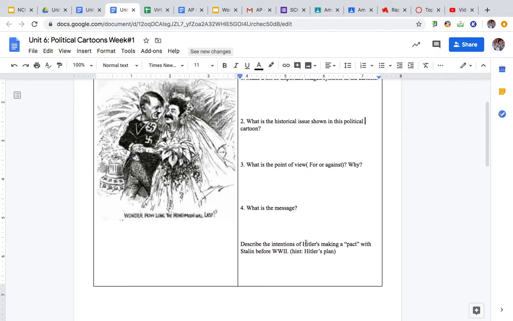Part 4, what's the message? What are they trying to say in the cartoon? With this, guys, again, just simply summarize what is happening in this cartoon.